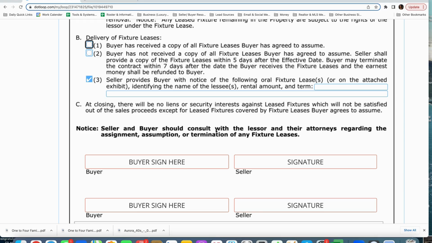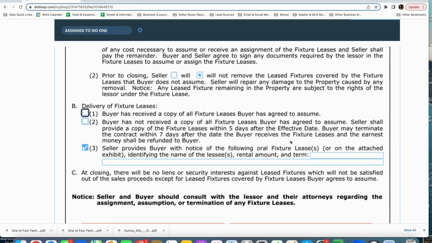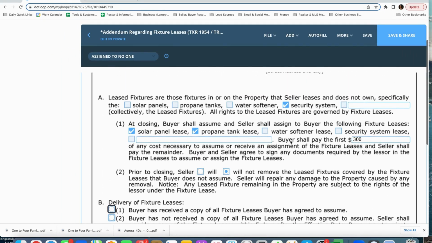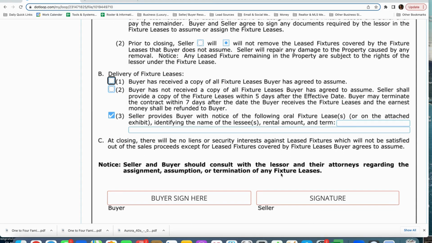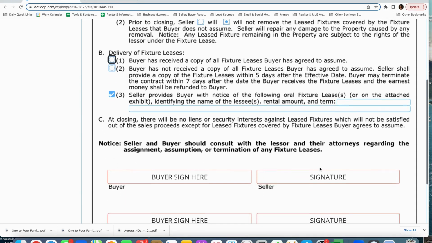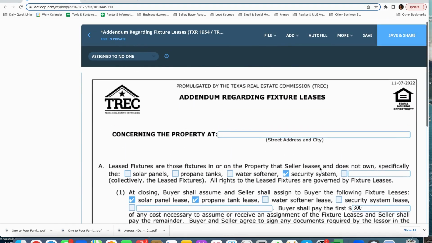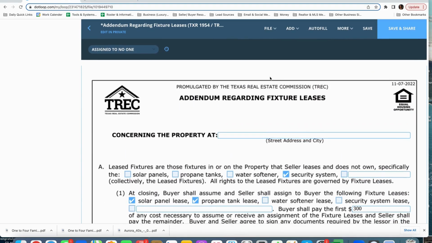Notice: seller and buyer should consult with the leaser and their attorney regarding the assignment, assumption, or termination of a fixture lease. So for anything outside of this, if you want to know more information about this lease, you're going to be talking to the leaser, or you might want to talk to your attorney. But that's pretty much it in a nutshell. If you have any questions about the addendum regarding fixture leases, let me know.